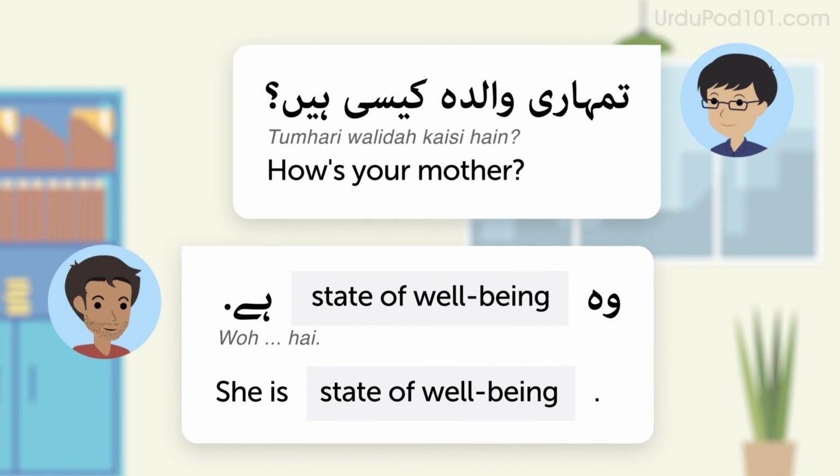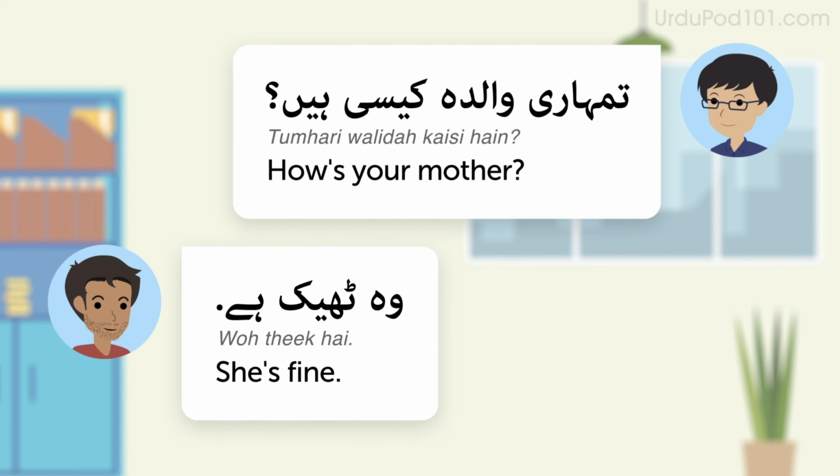The pattern is वो state of well-being है। This Urdu sentence literally means she, state of well-being, is, but it translates as she is state of well-being. For example, she's fine. वो ठीक है.